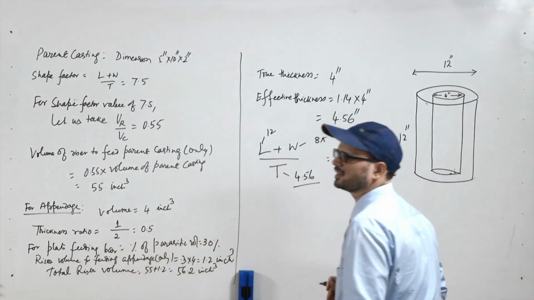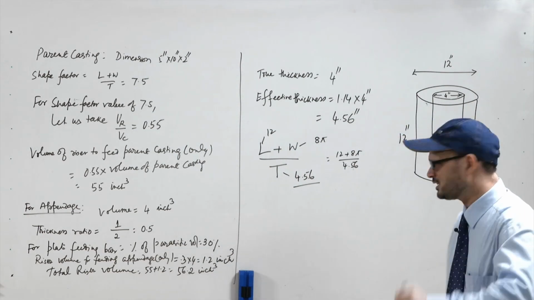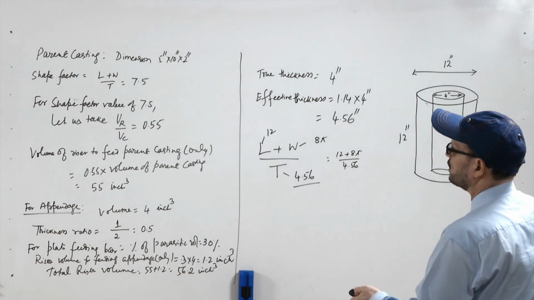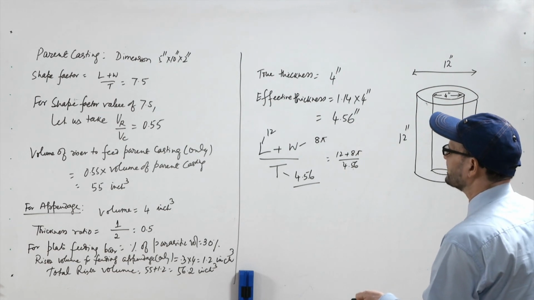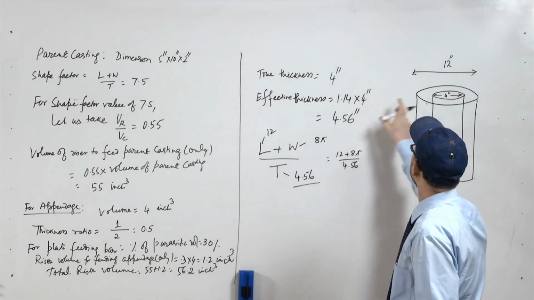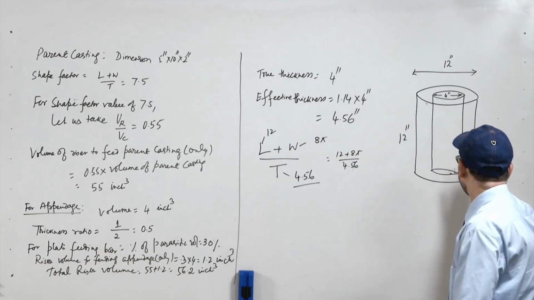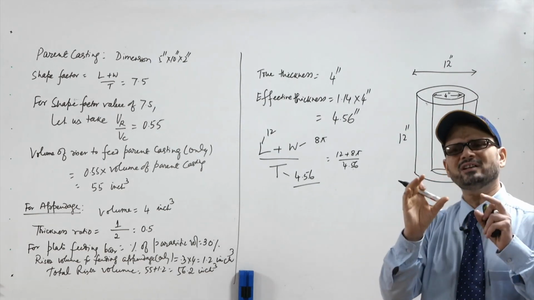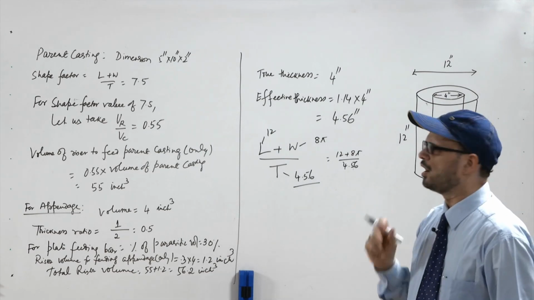That will be your shape factor. Corresponding to this shape factor, we calculate the VR by VC value from here. Then we can directly multiply that factor with the volume of this particular geometry, and that will give you the actual amount of metal required.